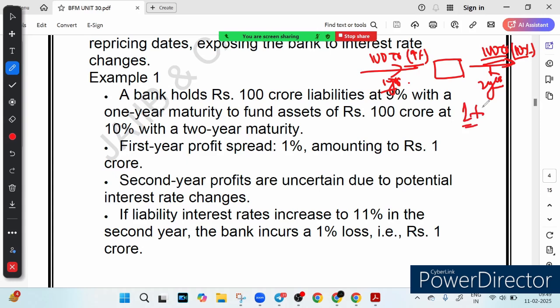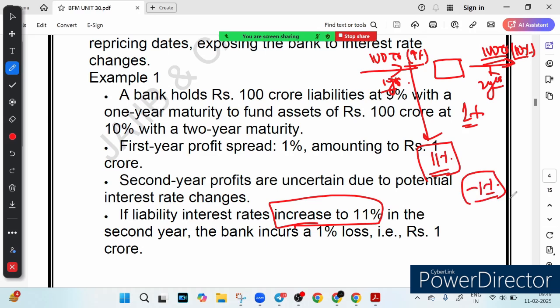But after 1 year, if the interest rate rises to 11%, what happens? The loan was given at a fixed rate, right? So instead of 9%, the bank's borrowing cost will become 11%. It means the bank is earning only 10% while it has to pay 11%. So ultimately it is a 1% loss.